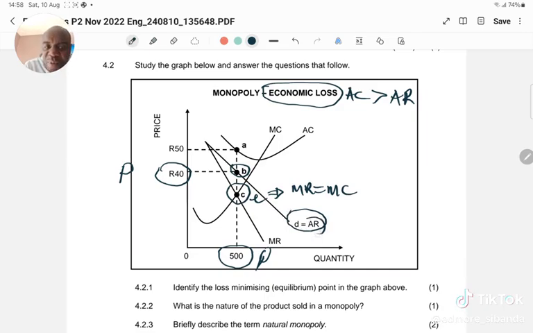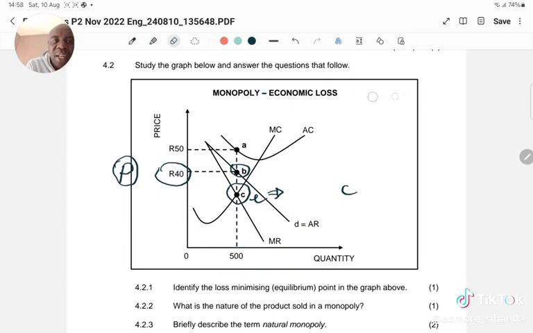Average revenue is actually the same as price. So where your average revenue is, that is where your price is. Let me bring that into perspective. Let's look into this.